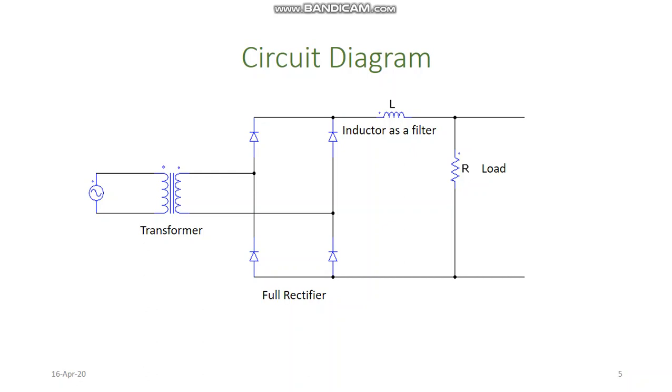The circuit diagram, when using an inductor as a filter, will look something like this. The transformer is at the input side of the rectifier. This region here is the full bridge rectifier, and this is the inductor used as a filter. This inductor cannot be used at any location other than this if we want to use it as a filter. This is the location for the inductor, and this is our load.